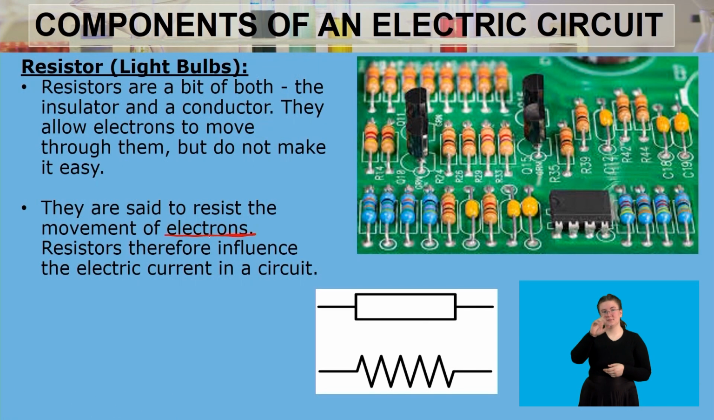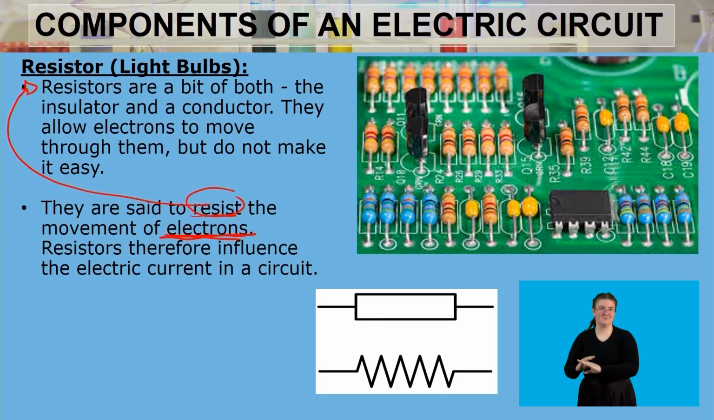So these electrons are our electric charge. So they are resisting the movement of these electrons, hence the name resistor. They are resisting the movement of the electrons. Therefore, the resistors influence the electric current in a circuit.